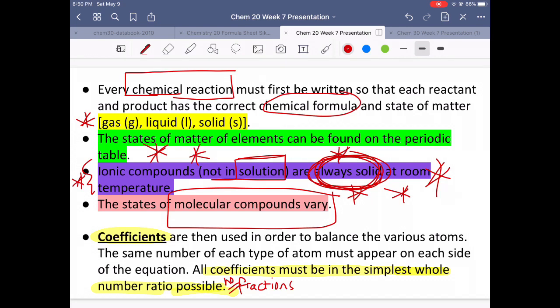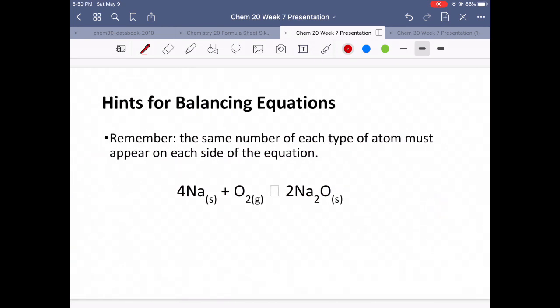A few hints for you to help you with your balancing. Again, this is review. This was fully covered in Science 10. I'm simply reminding you of it. We are going through it again because it is important. Okay, first hint to you is based upon that conservation of matter. The exact same number of each atom must appear on either side of the equation.